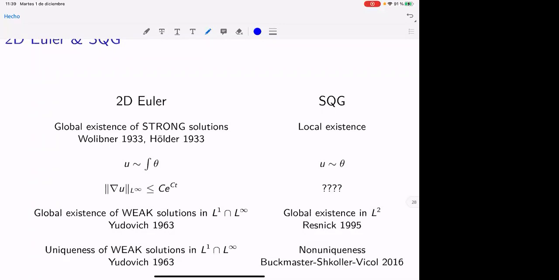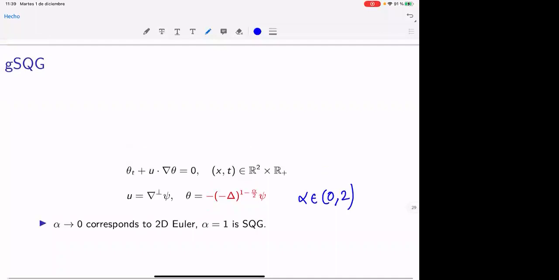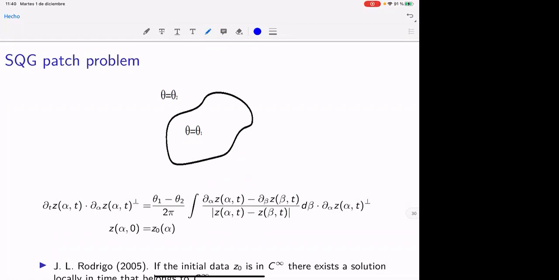Okay, so we can not just take SQG with a Laplacian of 1/2, but we can think of a more general model with a parameter alpha that interpolates between Euler and SQG. Alpha here may range even beyond SQG and go all the way to 2. This is called modified SQG or generalized SQG in the literature. And we can also derive an SQG patch problem where instead of the logarithmic kernel, there is just a power law kernel. So again, going in the direction of more singular, so more likely to have singularities, but also more difficult to analyze mathematically. Again, the curve is evolved via this normal velocity.